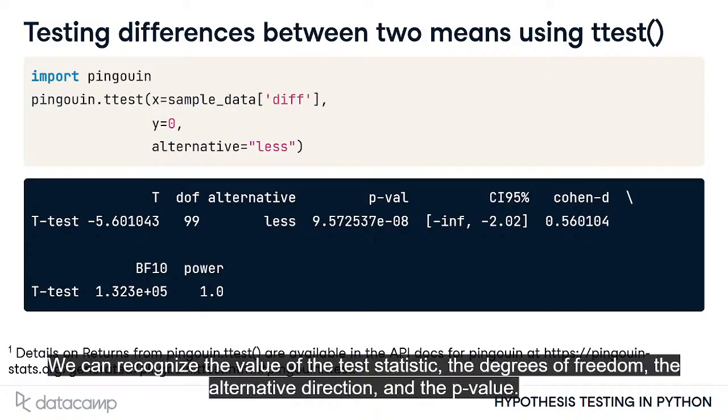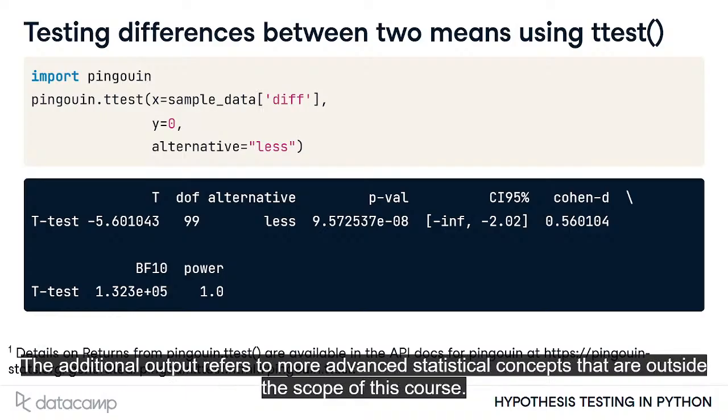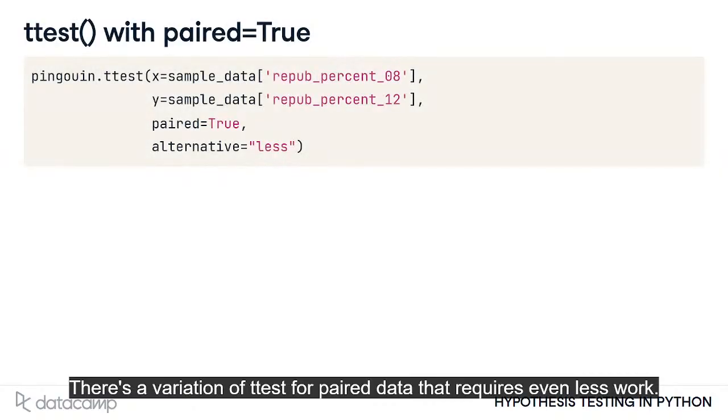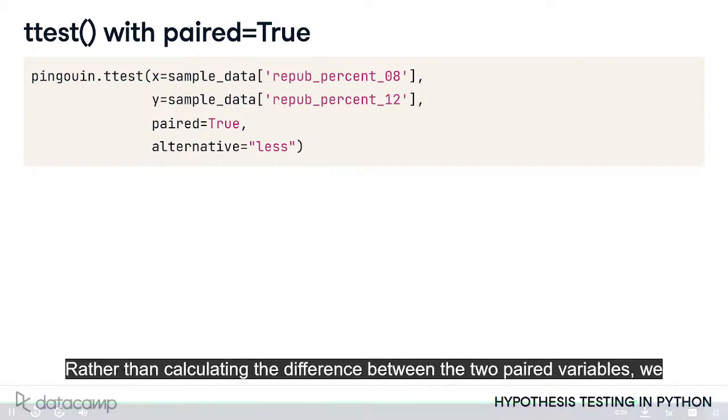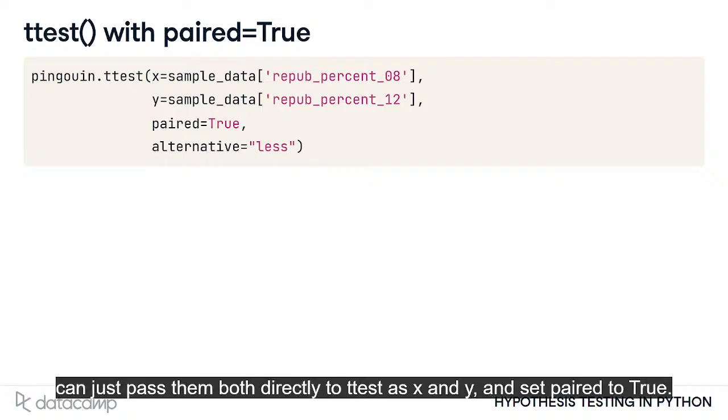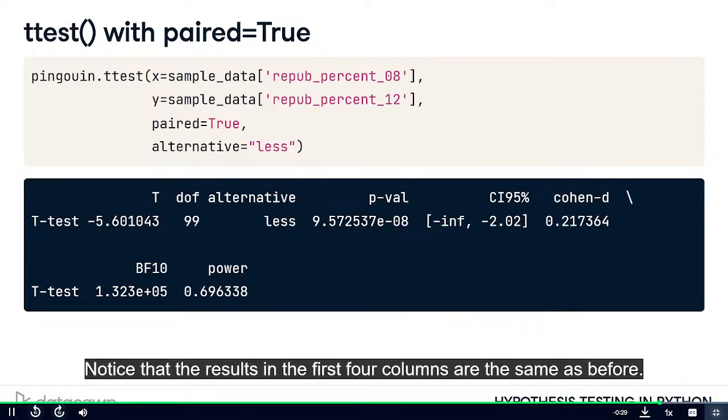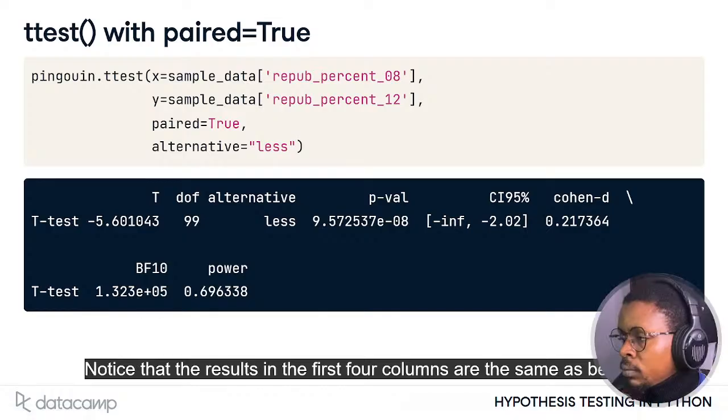We can recognize the value of the test statistic, the degrees of freedom, the alternative direction, and the p-value. The additional output refers to more advanced statistical concepts that are outside the scope of this course. There's a variation of ttest for paired data that requires even less work. Rather than calculating the difference between the two paired variables, we can just pass them both directly to ttest as x and y, and set paired to true.